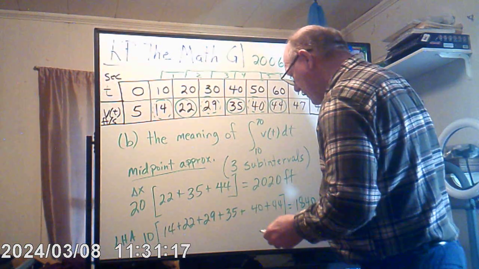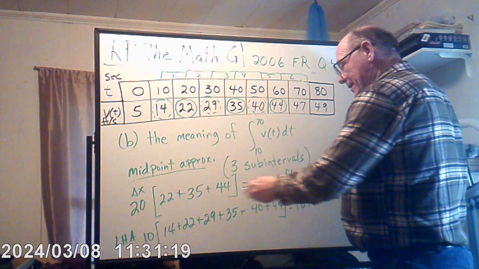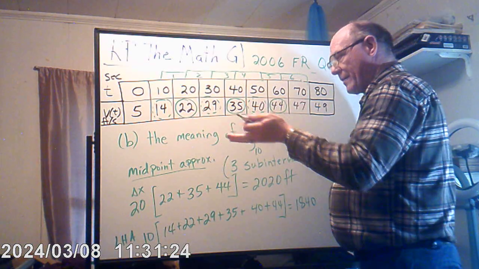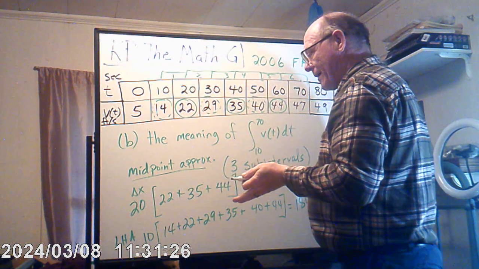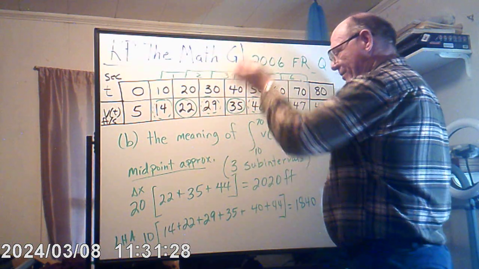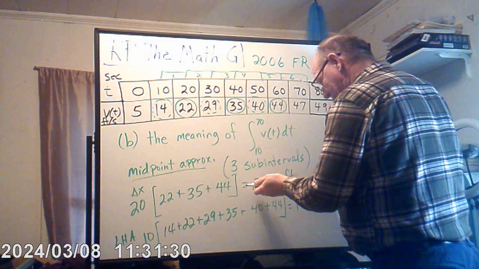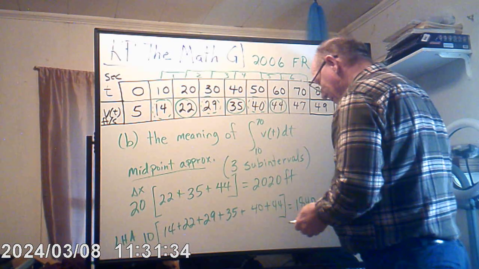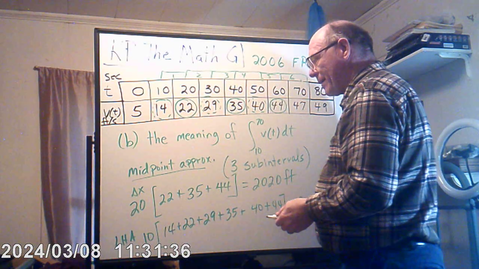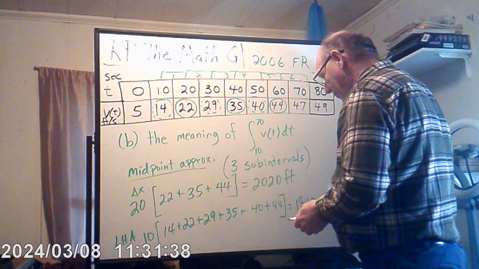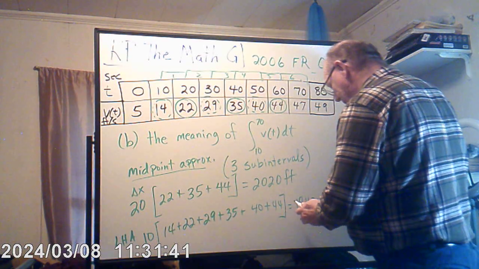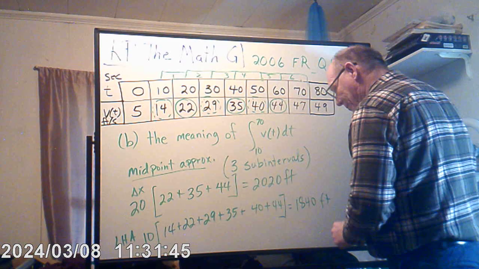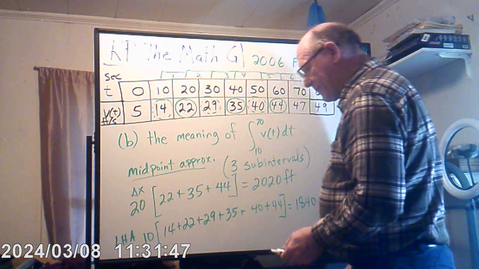Alright. And oh, by the way, this is in feet because when you integrate velocity, you get distance. Alright, how far did the rocket travel? Alright, 2,220 feet. Alright, and that's what we're talking about here. Alright, this is 1840 feet. Alright, if you want to go ahead and put that unit there, that's what you do.